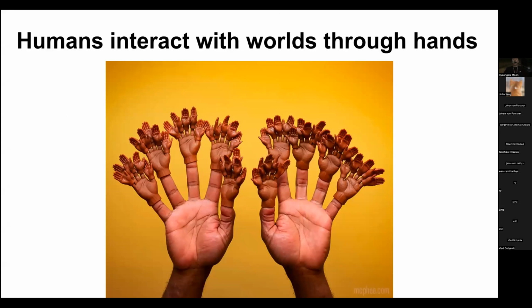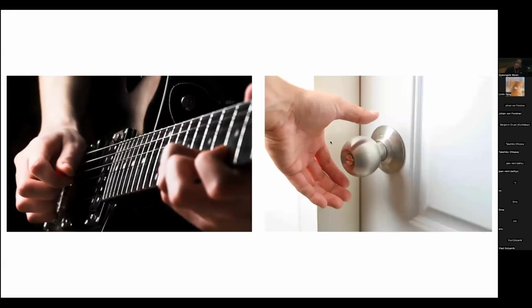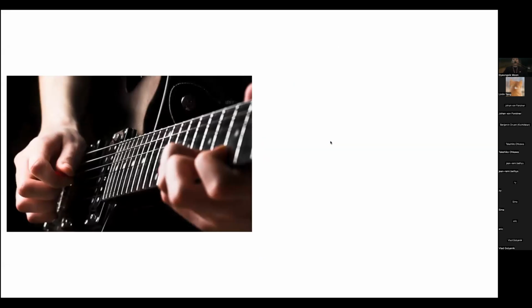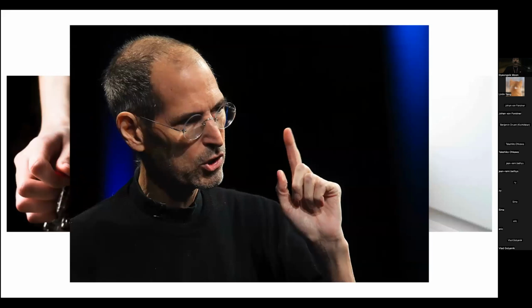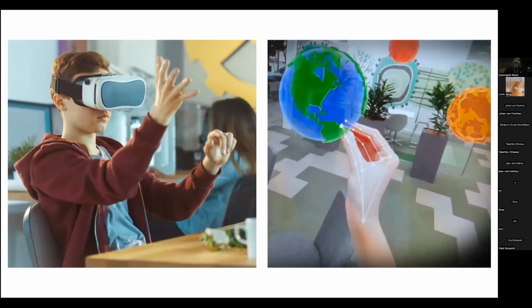So we humans interact with the world through hands. There could be various types of interactions, and we actually interact with various types of objects. For example, a guitar is designed to be interactable with our 5 fingers, and the door, we can grasp the handle and turn the handle to open the door. Or we express our feelings or intention with hand gestures like this. This kind of interaction is not limited to the physical real world, but it's extended to the virtual world through AR applications.